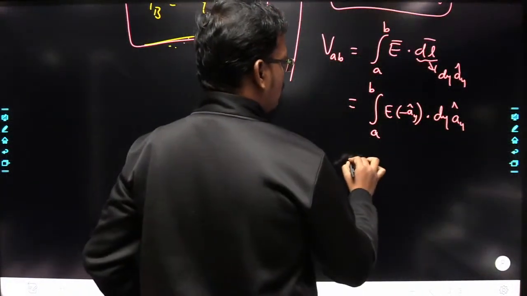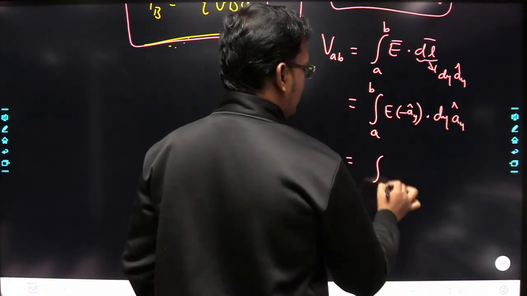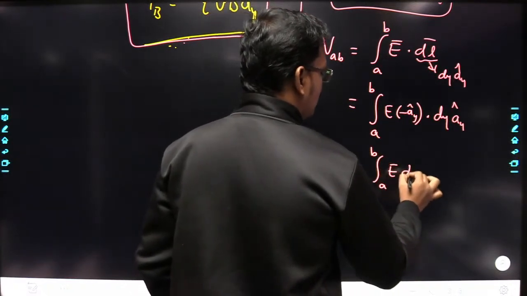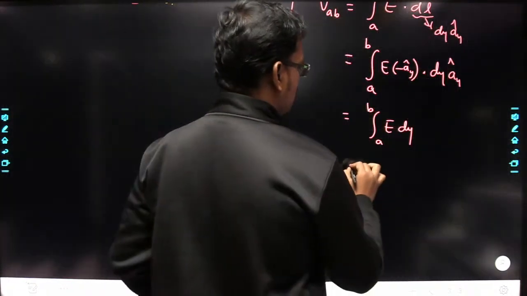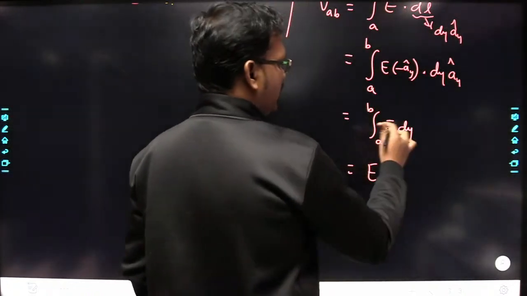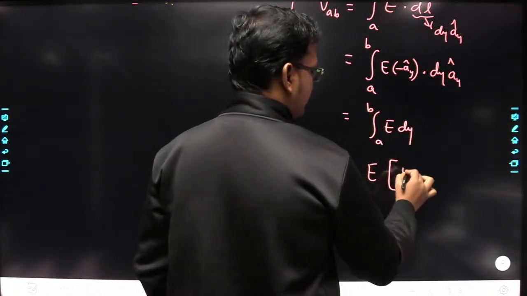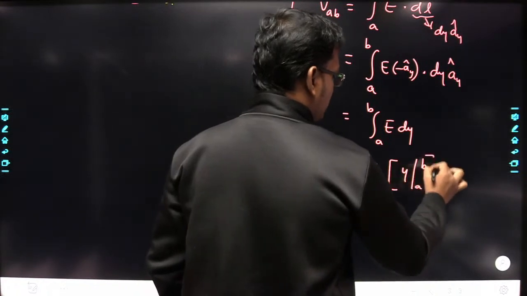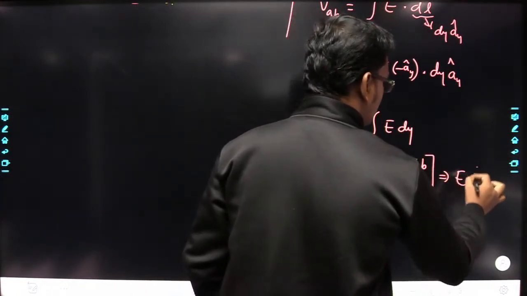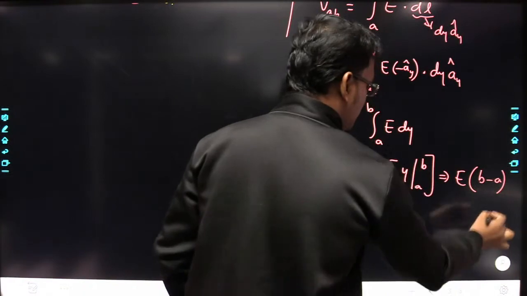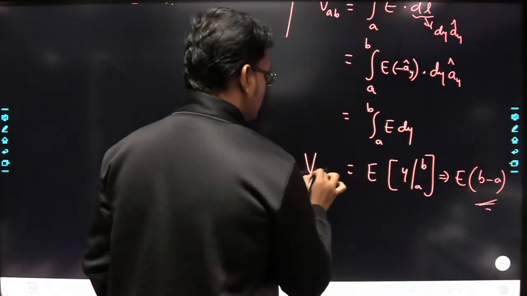So what am I going to get here? The integral from A to B of E into dy. This is equal to E into the integral of dy, that is y, whose range is from A to B. So you are going to get E into B minus A. So this is nothing but VAB.